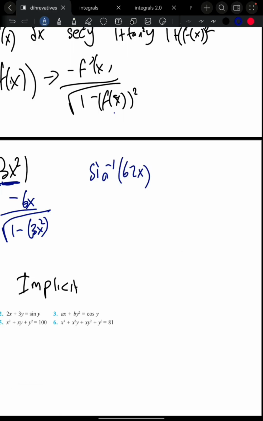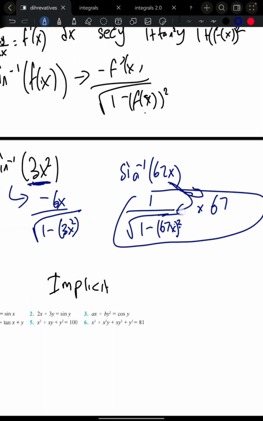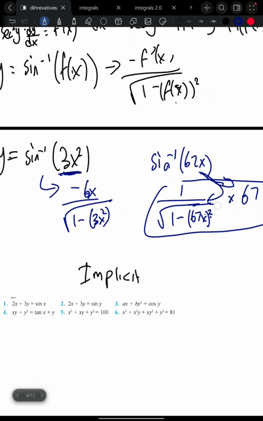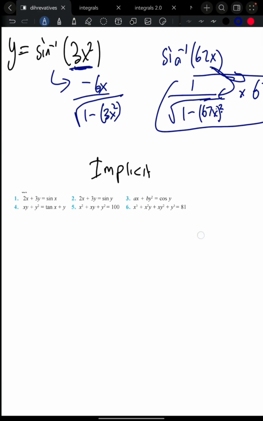The derivative of sine inverse, that's just 1 over square root 1 minus this thing squared. So 67x whole squared. And then you times the derivative of 67x, which is just 67. And that's how you find the derivative. You could do that either way. You could memorize, or you could just use chain rule, or you could just brute force, I guess.